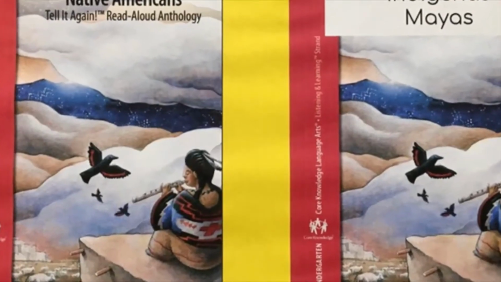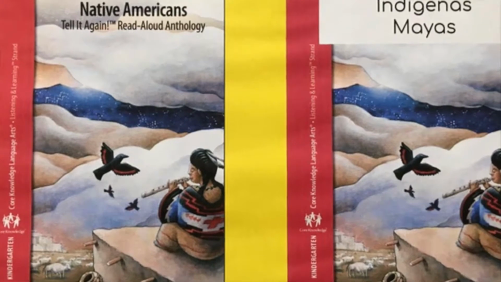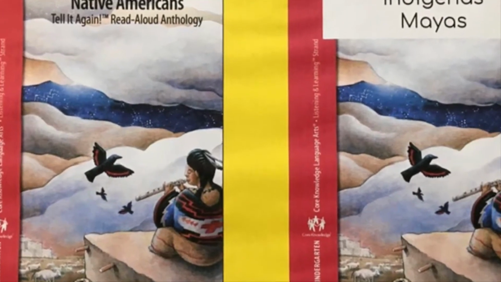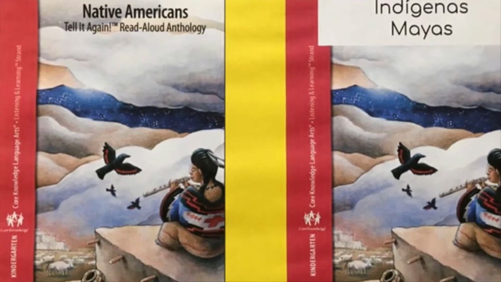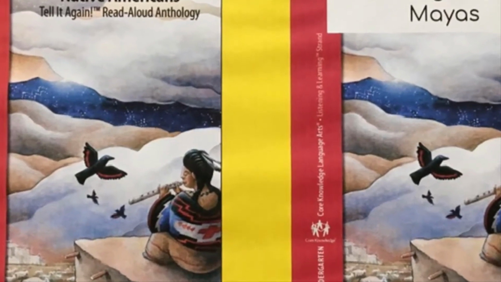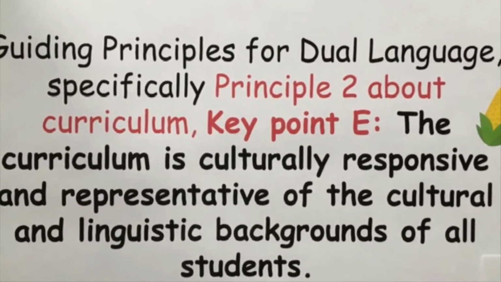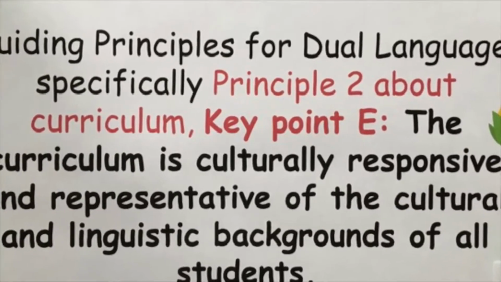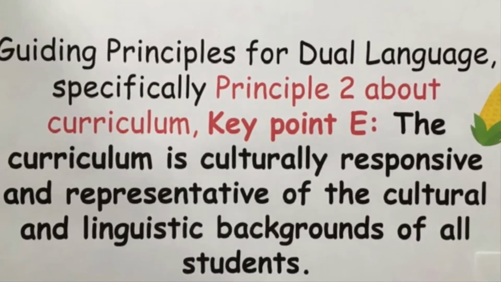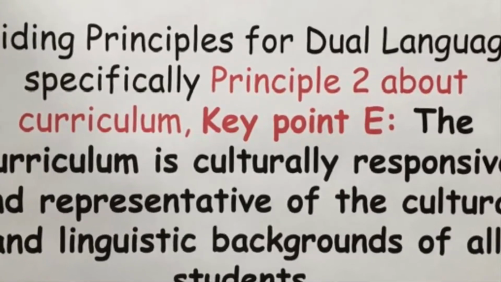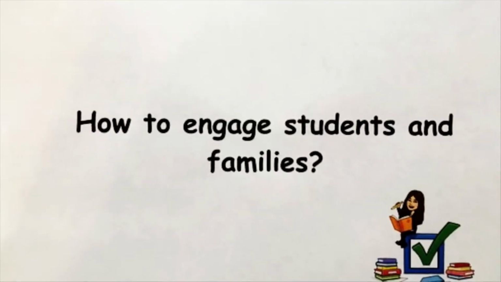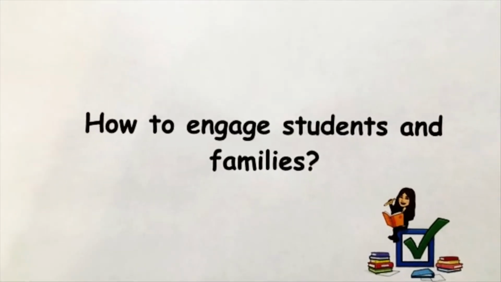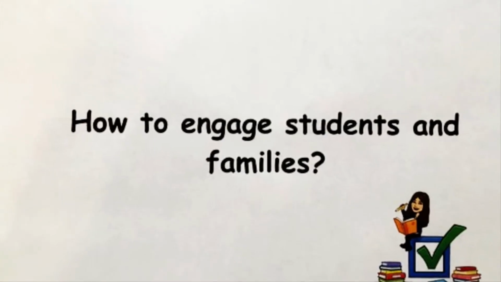This process is based on the guiding principles for dual language, specifically Principle 2 about curriculum, key point E. The curriculum is culturally responsive and representative of the cultural and linguistic backgrounds of all students. Adapting content is the most interesting and difficult part because it requires previous research from the teacher of both the English curriculum and also Spanish resources to decide which one is appropriate to teach.